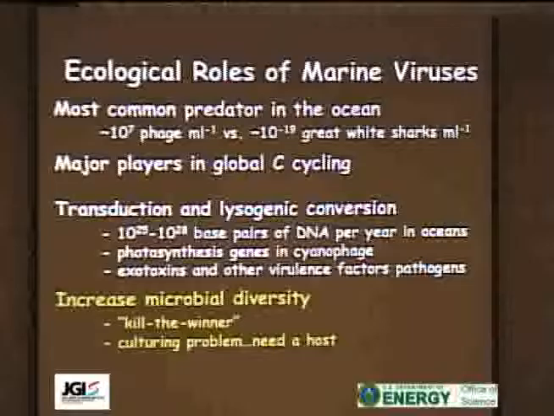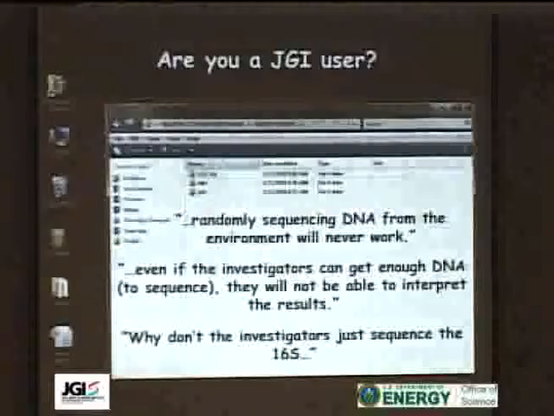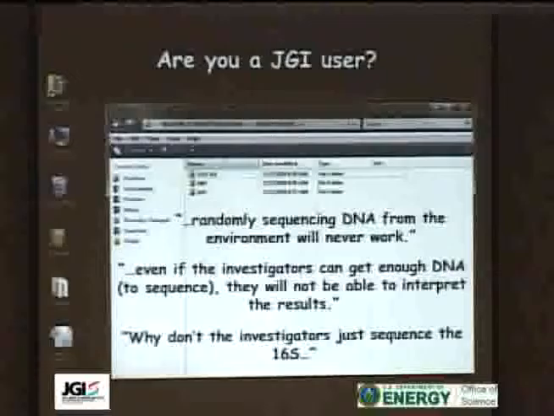And it comes from this idea of kill the winner. Okay. And this comes to my second review from the JGI. The review is that we proposed to sequence viruses, and not only are they not important, but it'll never work if we just go do random sequencing, and that even if we could get the sequences, we'll never be able to interpret them, and then the best one is: why don't we just sequence the 16S?